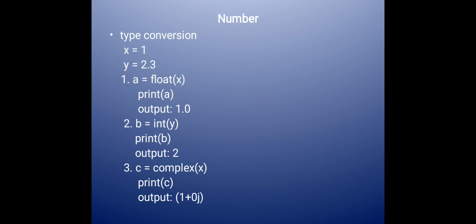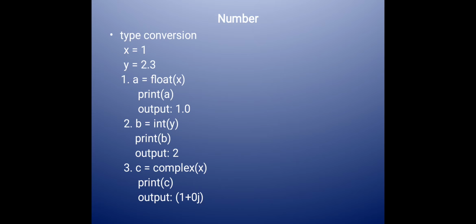Then we can perform type conversion. Type conversion is nothing, it is just to convert the type of one variable to another type. That means we can convert from int to float, float to int, int to complex, complex to int, like that. So here I have taken two variables called x and y, x with value 1 and y with value 2.3. So I have considered the same values for all the examples because it will become very easy to understand.